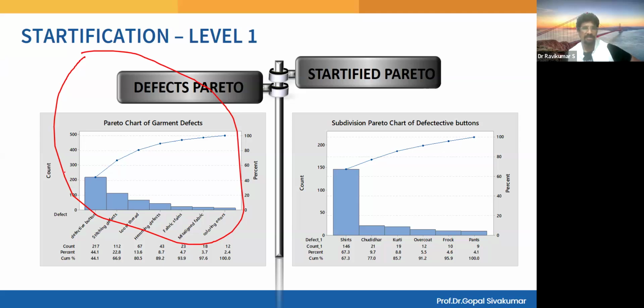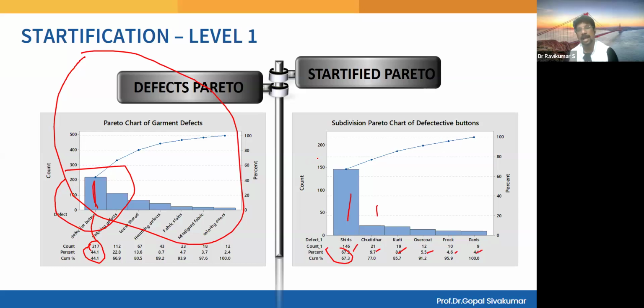If you study this defect Pareto, you could see the defective button contributes 44% to the problem. This is a major defect which contributes nearly 50%. So we took the defective buttons and tried to identify in which particular garment the defective button arises. You could see in shirts, it is nearly 68%. Chudidas 10, kurti 9, overcoat around 6, then frock 5, then pants 5.